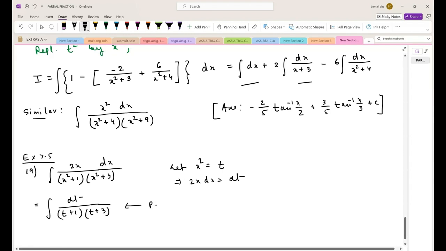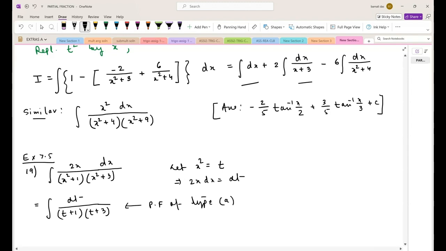Now this is partial fraction of type A that we had discussed initially, that is, two linear factors not repeated. So you can now complete the sum.